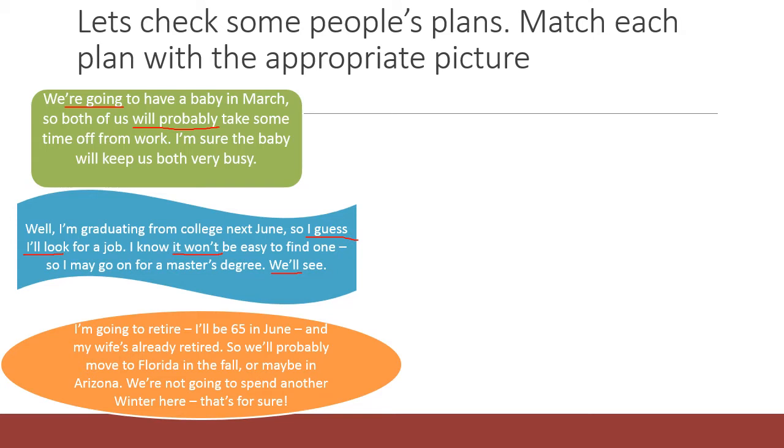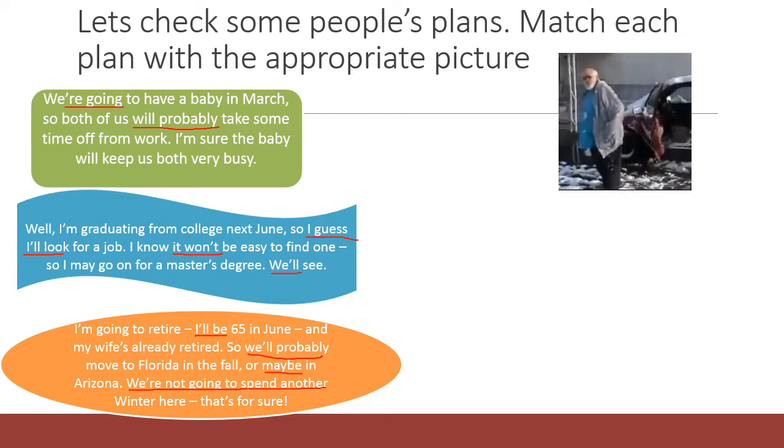So I'll be 65. Notice here that we use will to talk about the age, and will probably, probability, maybe, also for probability. And we're not going to spend another winter here. Here we're using the present continuous because this is an already made plan. Okay, now let's check the pictures.